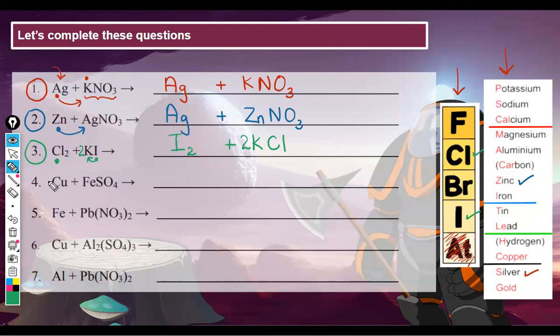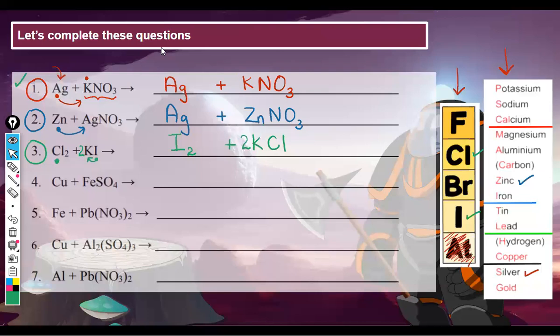Do you all think you can do 4, 5, 6, and 7 for me? I'm really not concerned about balancing the equation. I just want you all to use the charts to figure out if the item can be displaced. And if it cannot be displaced, then there's no reaction. Like number 1, there was no reaction because silver in number 1 was unable to displace the potassium. So try number 4, 5, 6, and 7, and let's see what you guys come up with. Remember, I'm not judging you on the balancing of the equation right now.